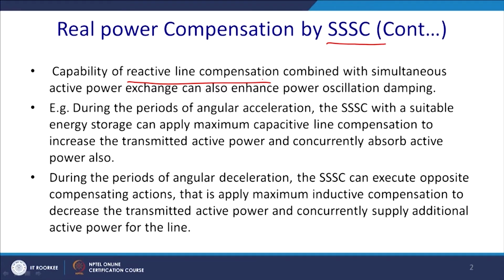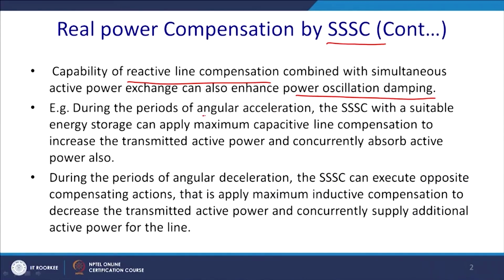So, let us see the real power compensation capability of the SSSC. The capability of the reactive line compensation combined with simultaneous real power exchange can also enhance the power oscillation damping. So, SSSC can provide the active damping.